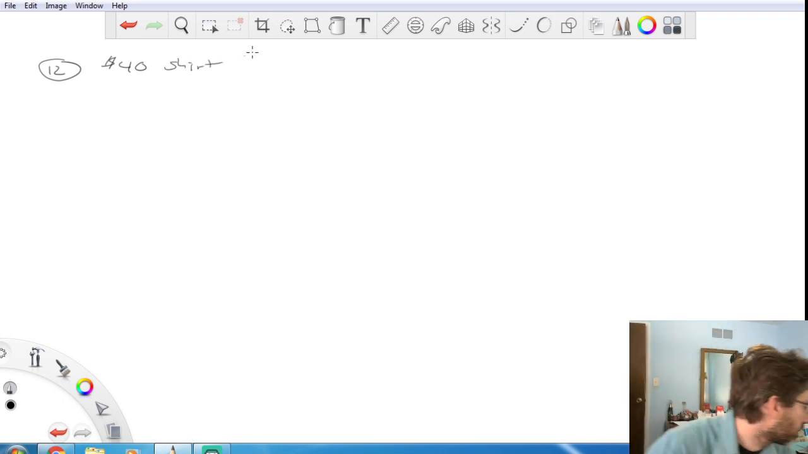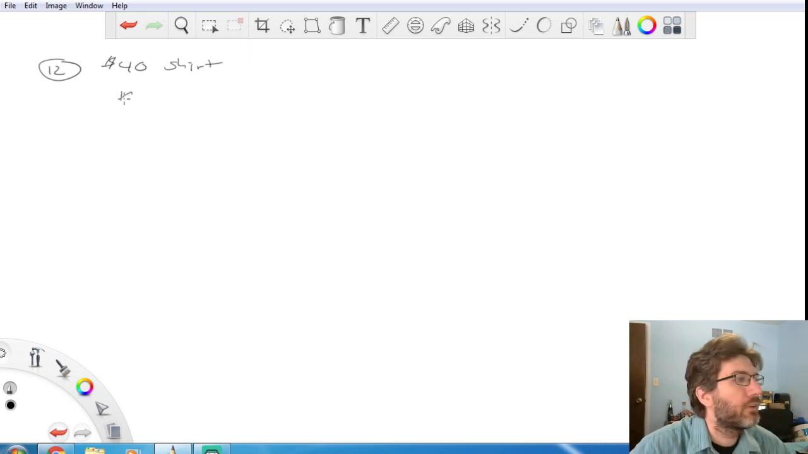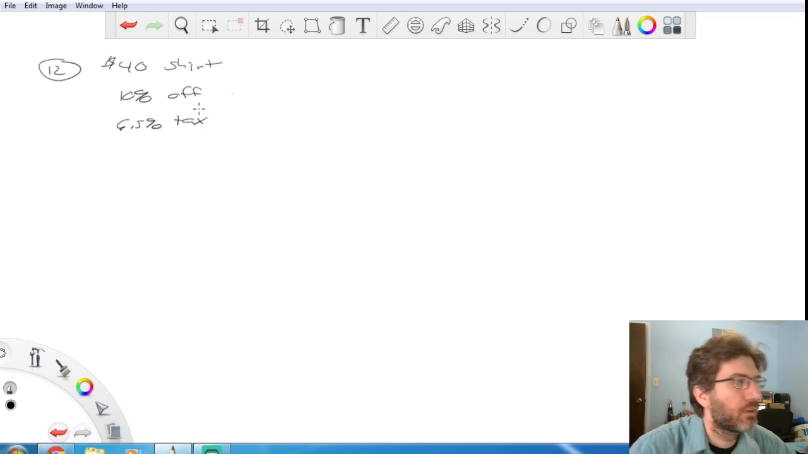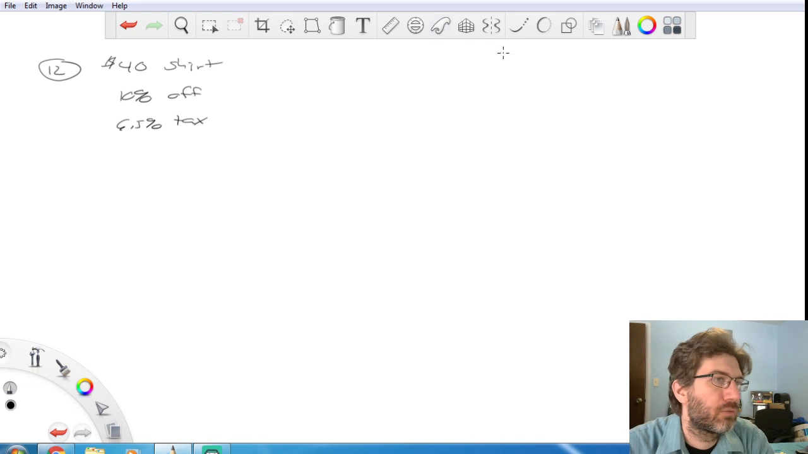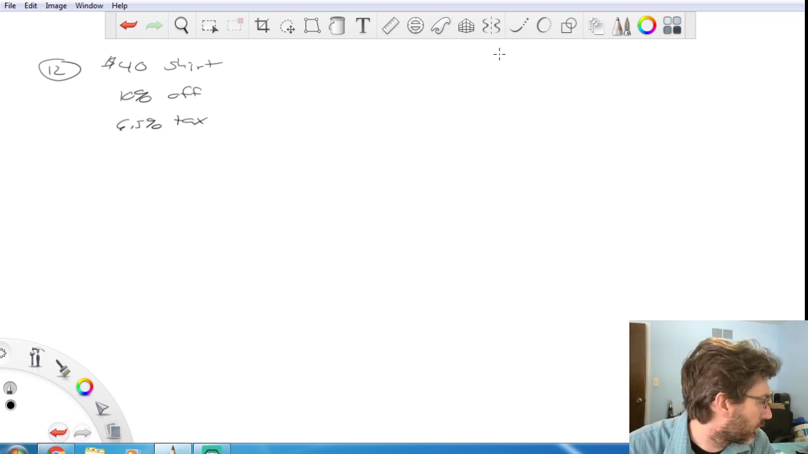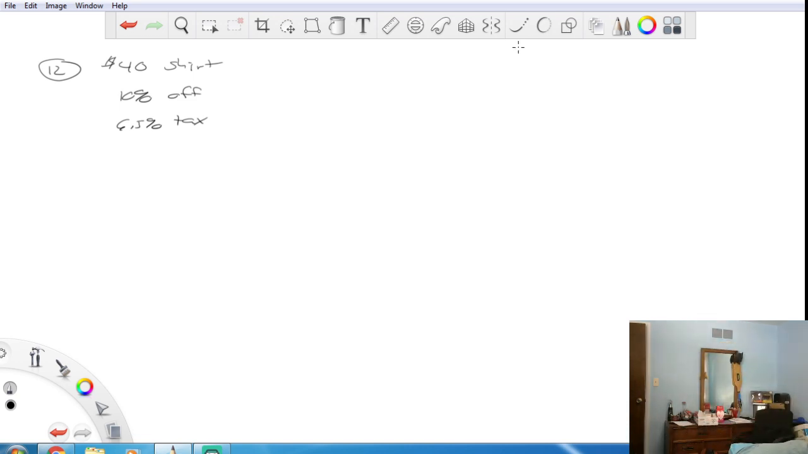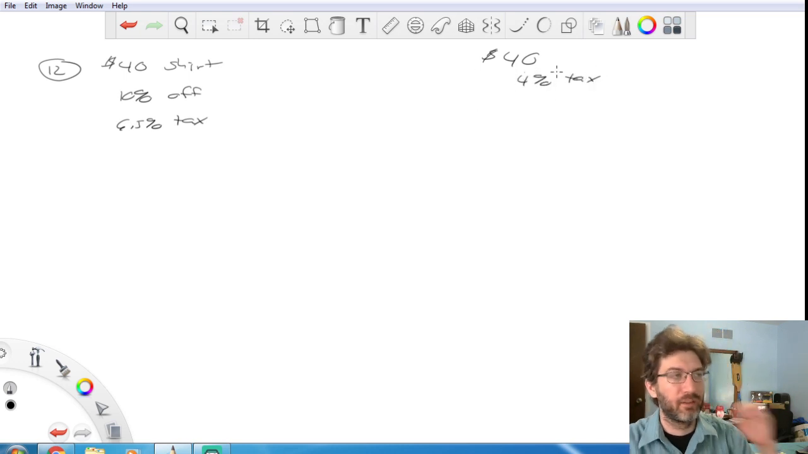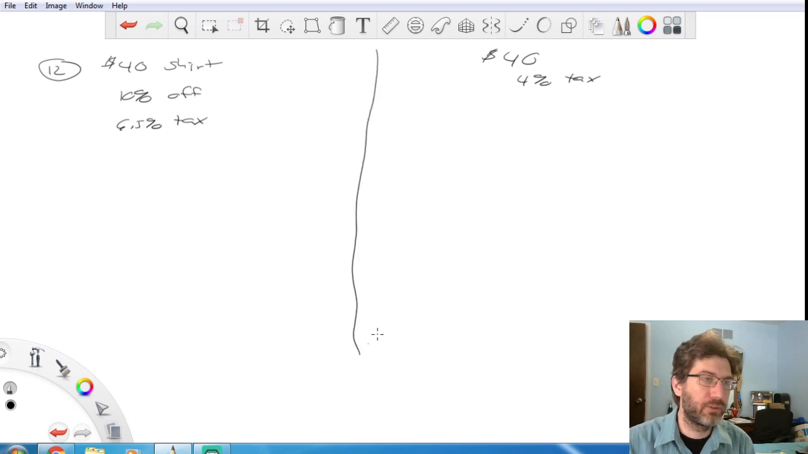$40 shirts, 10% off, and 6.5% tax. Versus just a $40 shirt with however much tax that was. I guess I didn't do that part. It'll still be less though. 4% versus a $40 shirt with 4% tax. So those are the 2 you're comparing.